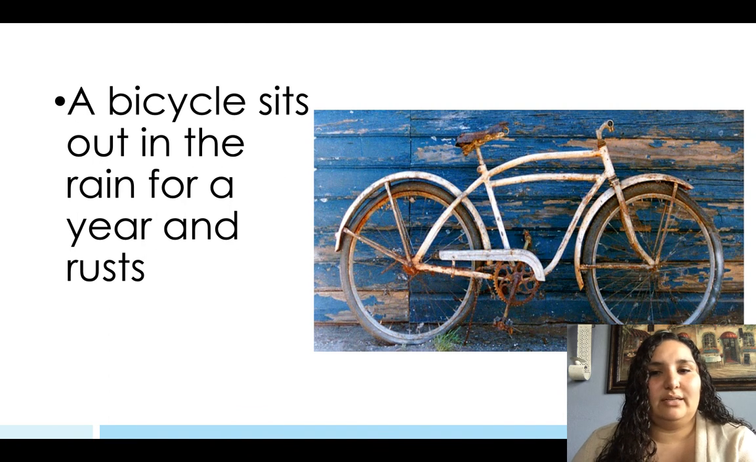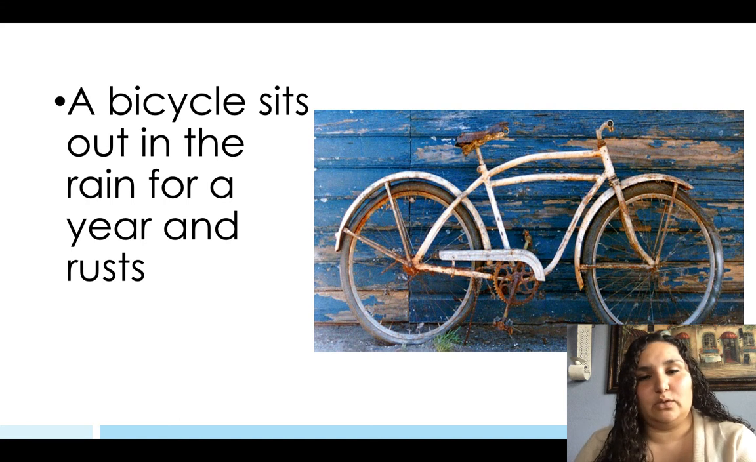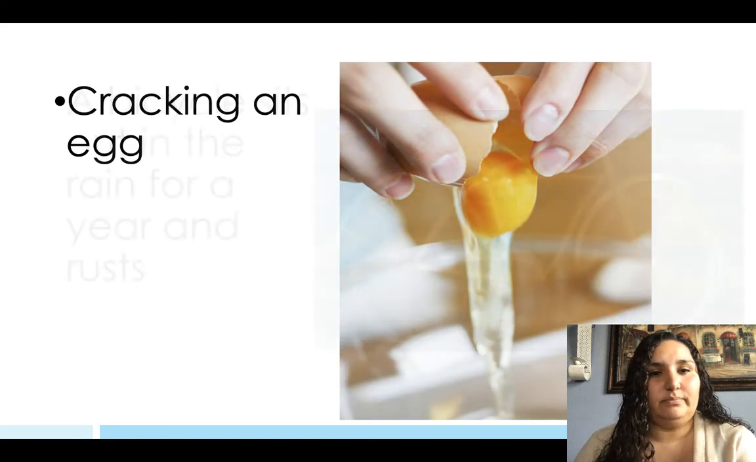A bicycle sits out in the rain for a year and rusts. So once again, now you had a color change because it's no longer shiny. It's no longer aluminum or whatever the bike was made out of. It's no longer shiny metal. It is now a new substance, which is that rust. So it was chemical, sorry guys.